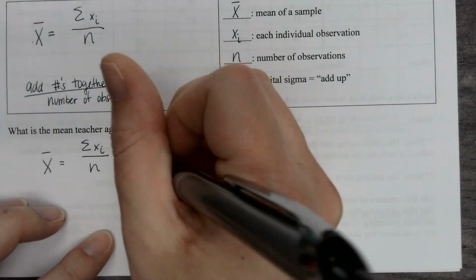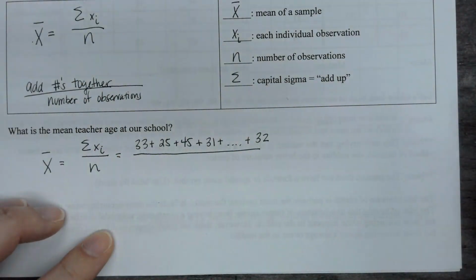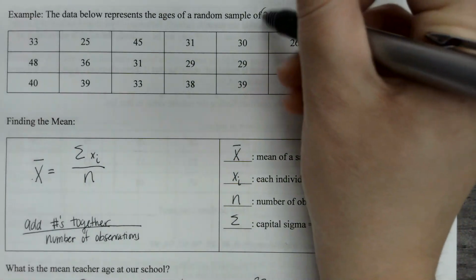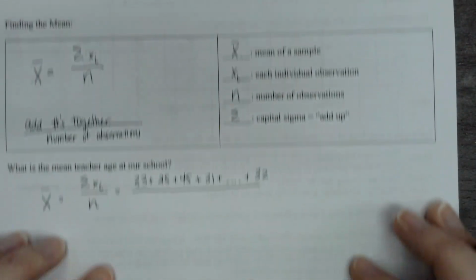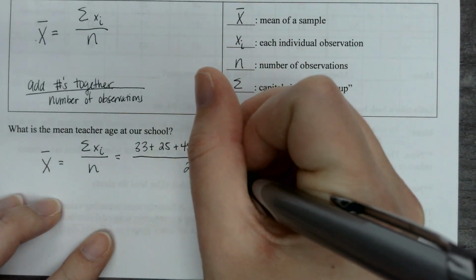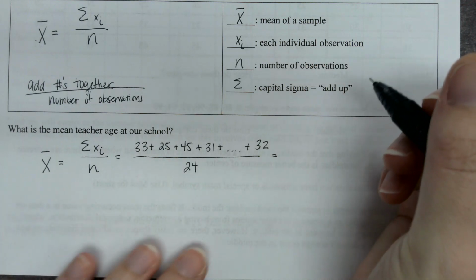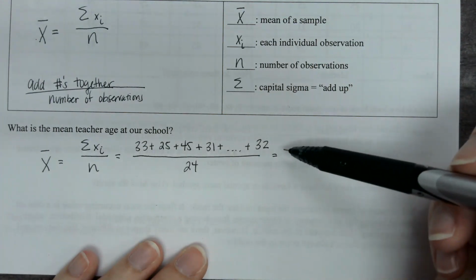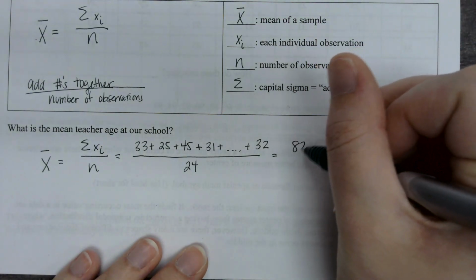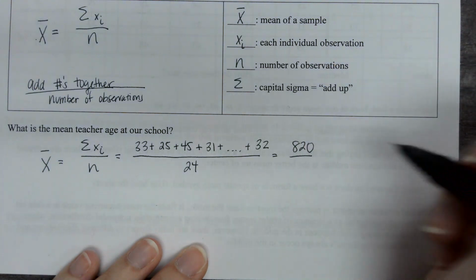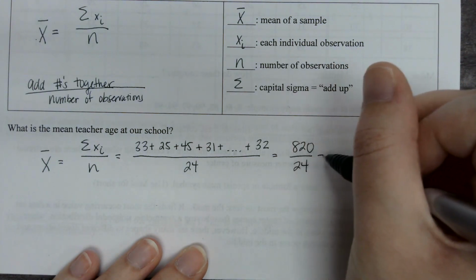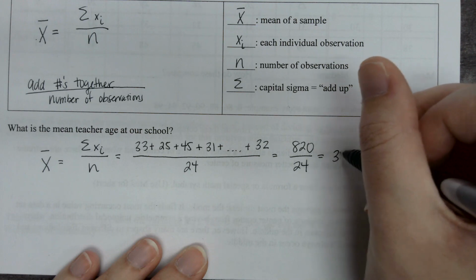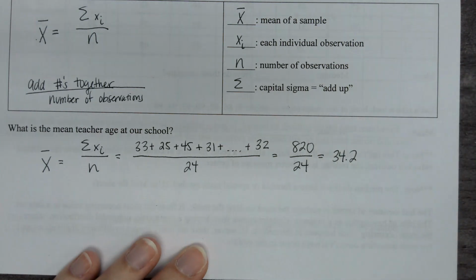And once we add all those together, we're going to divide by the number of observations. But we already talked about how there were 24 observations. So we're going to divide it by 24 teachers. So when I add all my values up, I should get 820. And I'm going to divide that by 24. When I do so, I get 34.2.